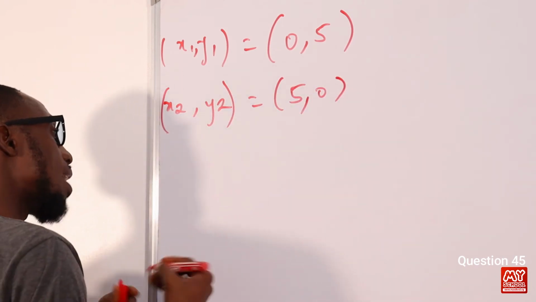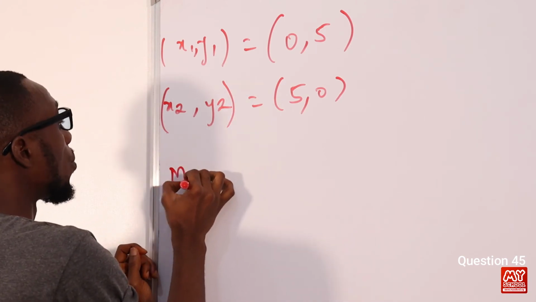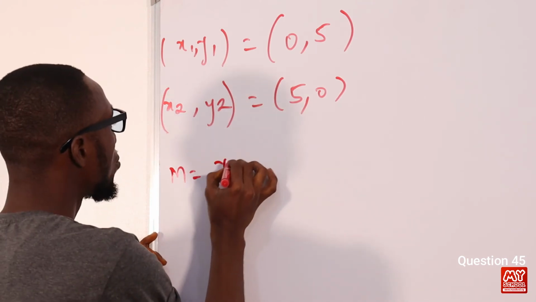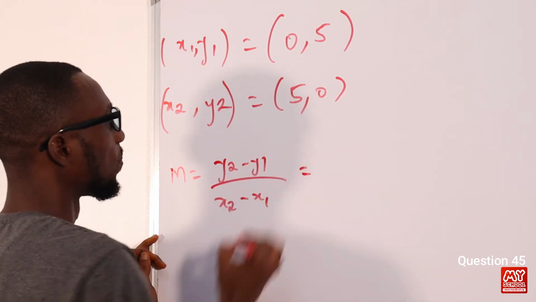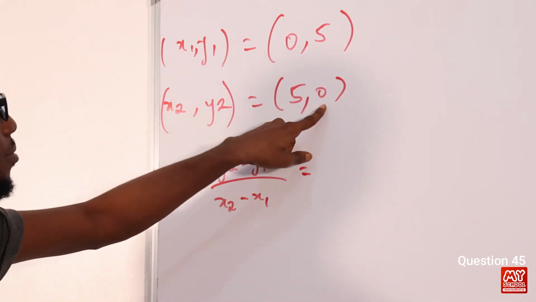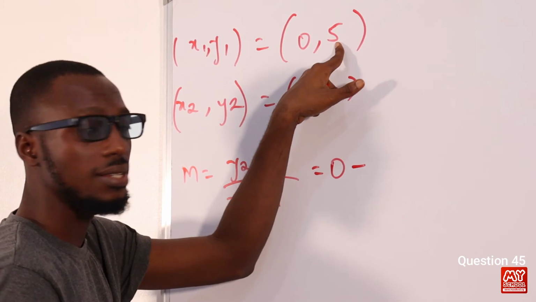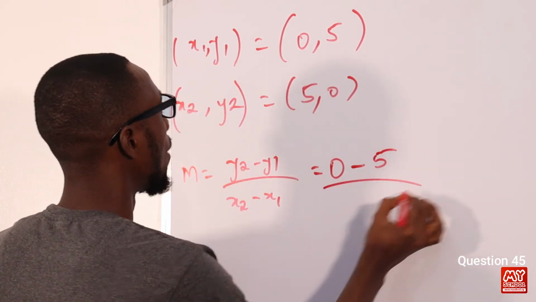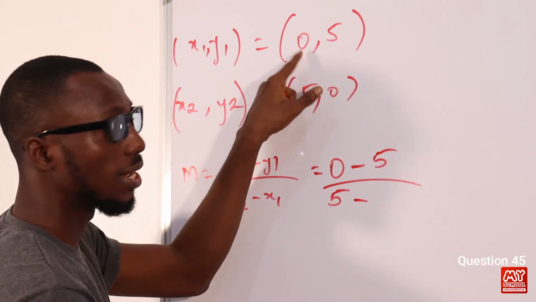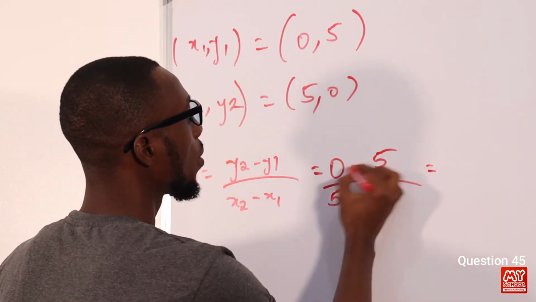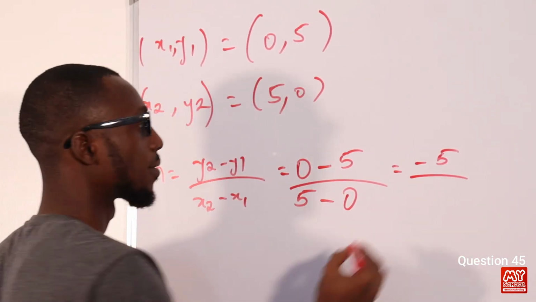Okay, so at first, let's tap out the slope. Remember, slope or gradient we want to use equals y2 minus y1 over x2 minus x1. So what is our y2? This is our y2, right? That is 0 minus our y1, that is 5, over x2, right? 5 minus x1, that is 0. So 0 minus 5, we have minus 5 over 5 minus 0, that is 5.